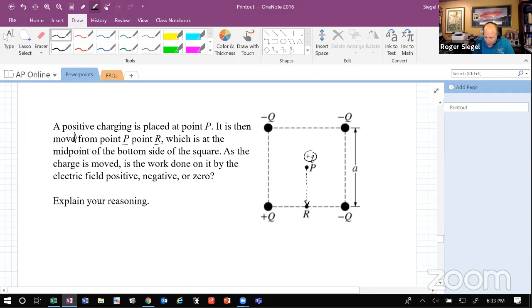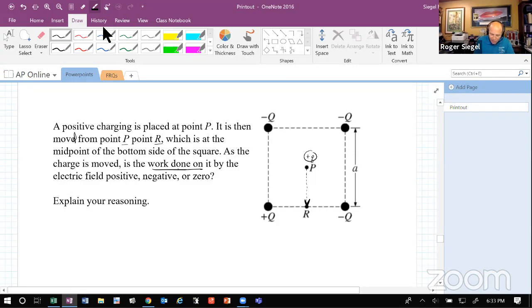Now, it doesn't say that I went in a straight line, and it doesn't have to, because as Kristen said, the electric force is a conservative force. So the path that we take is not important. The change is going to be the same. So the question is, the work done by the field, is it positive, negative, or 0?